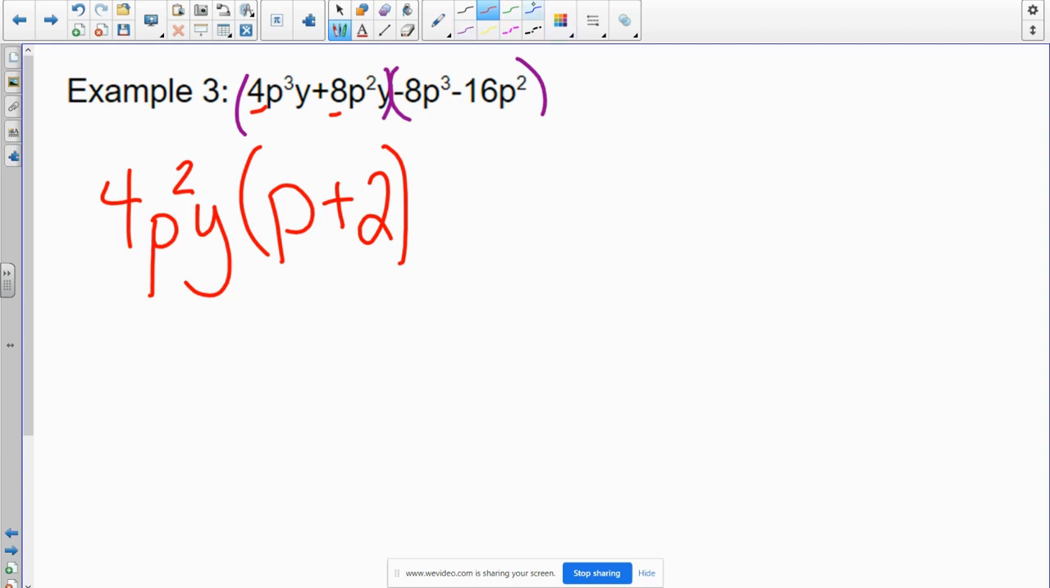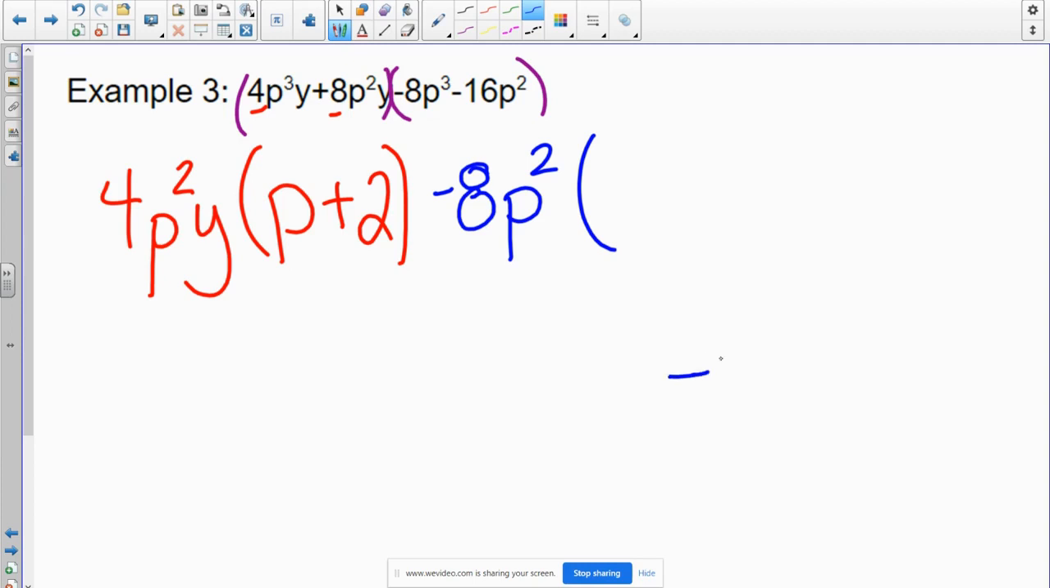You do the exact same thing with the other grouping. So we have negative 8p to the third power minus 16p to the second power. Greatest common factor, negative 8. You remember you want to take that negative out. 3 p's here, 2 p's here, so I'm going to take out 2p. So I have negative 8p to the third power divided by negative 8p to the second power.